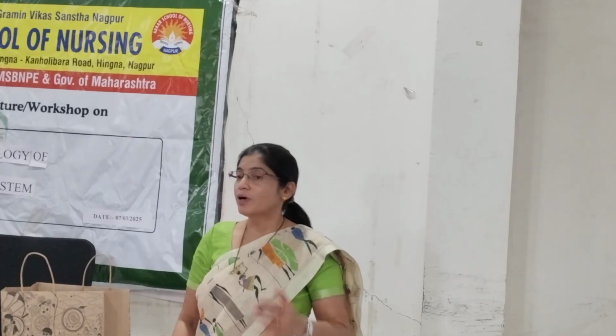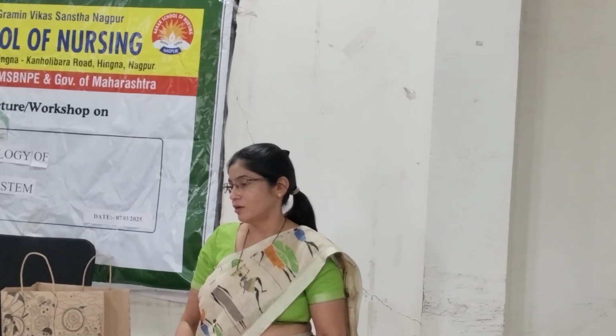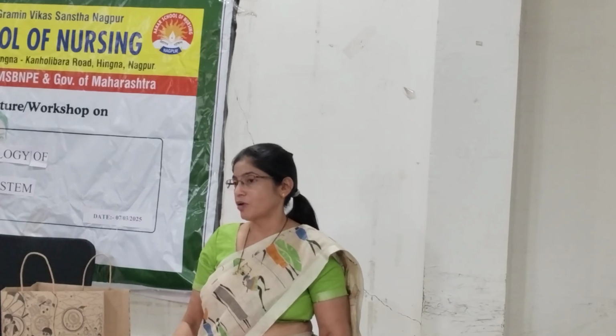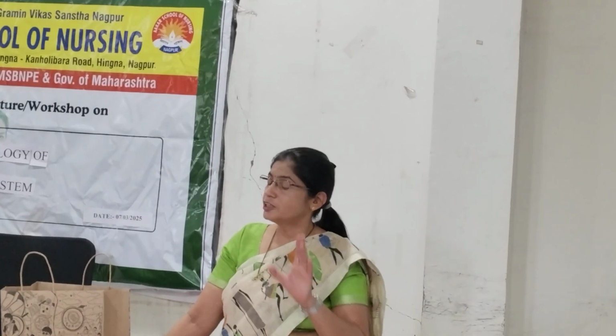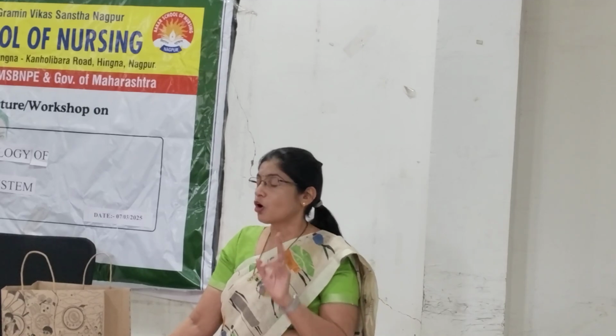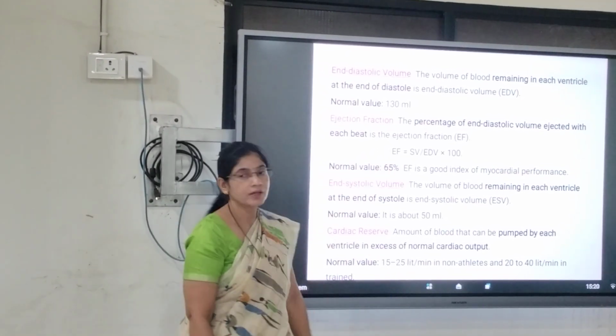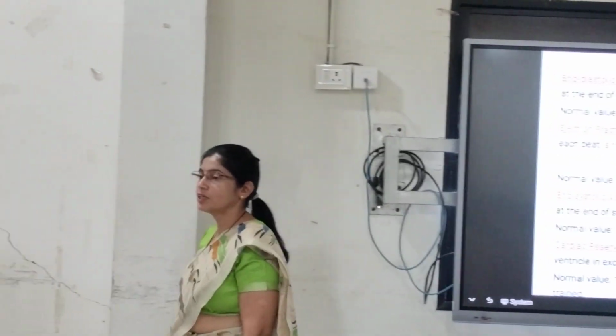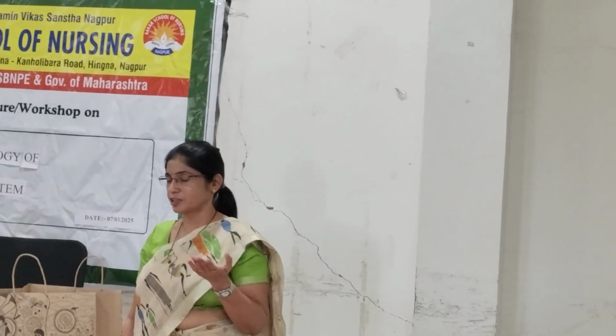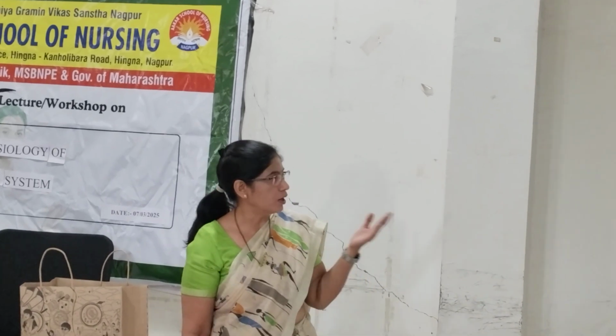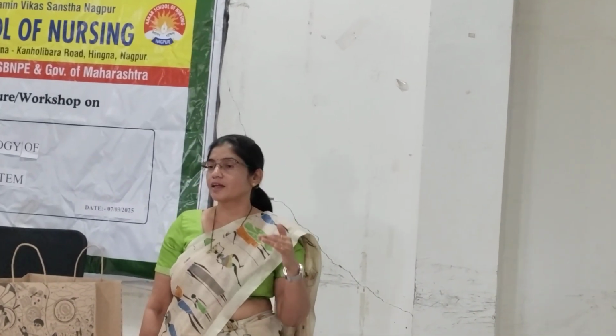130 ml of blood accumulates in the ventricle, but how much blood is pumped into the aorta? That determines your ejection fraction. In heart disease patients, the ejection fraction decreases. The normal ejection fraction is about 65%. How will you calculate it? Stroke volume divided by end diastolic volume, multiplied by 100, expressed as a percentage. Stroke volume is 70, end diastolic volume is 130 ml, multiplied by 100. So you will get the ejection fraction.